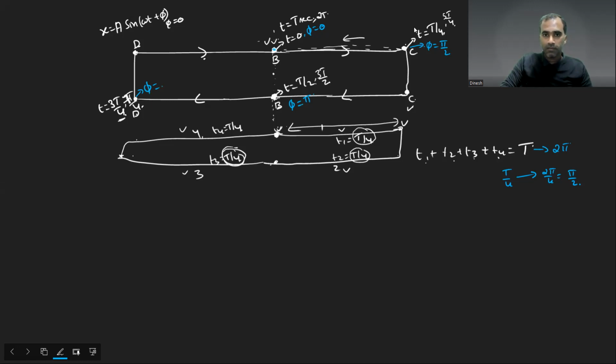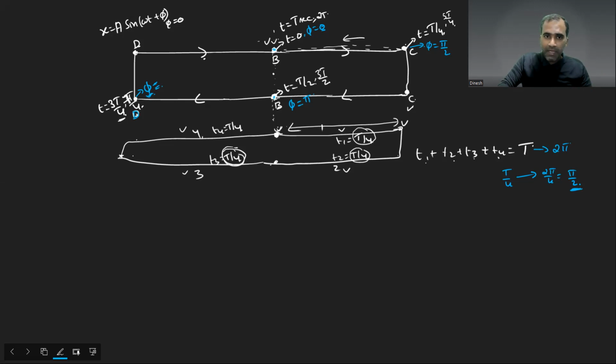Sir, can you say the point? What is the phase here? If the phase is 0 here, what is the phase here? Same way we have analyzed time, we are trying to analyze phase. What is the phase difference between B and D? Pi by 4, sir. Pi by 4, pi by 2, no?